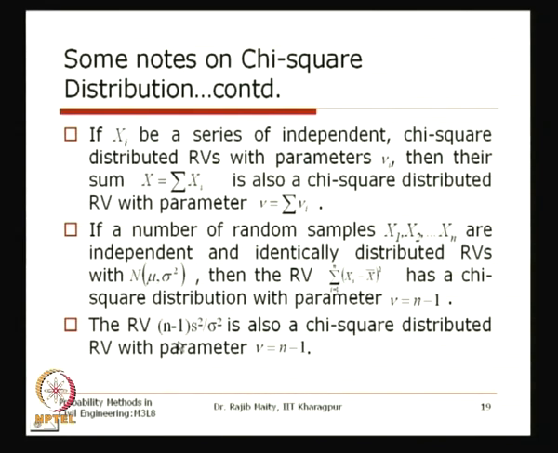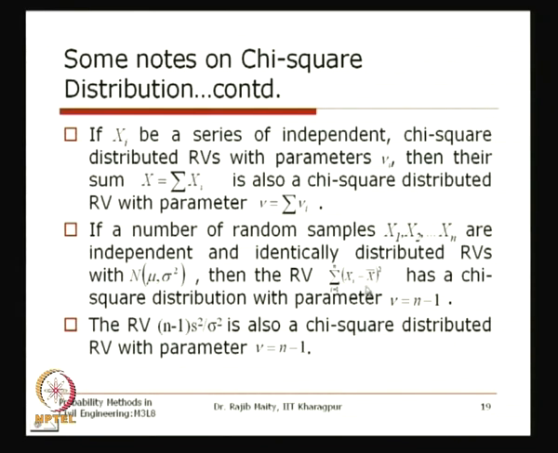Another random variable: if I take s as the sample estimate of the standard deviation, then s square divided by sigma square, where sigma square is the population variance, and this ratio multiplied by n minus 1, this total quantity is also a random variable which follows a chi-square distribution with parameter nu equals n minus 1, that is, with n minus 1 degrees of freedom.